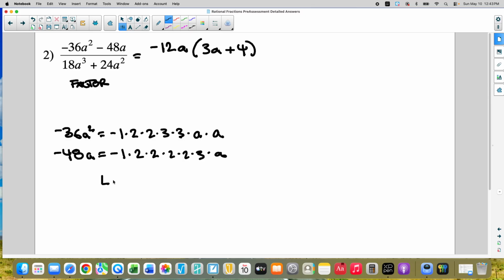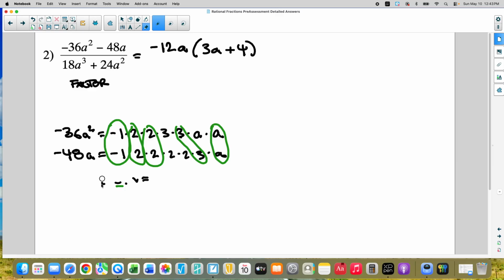So now if we want to find the LCM between these two terms, we circle what they have in common. So they have a negative 1 in common. They have a 2 in common. They have another 2 in common. They have a 3 in common. And they have an A in common. So my LCM, that's what they, GCF, excuse me, not LCM, GCF, hello. I'm so used to LCMs, which we will do later, but GCF, sorry. Greatest common factor. That's what we're looking for. We're factoring. We're looking for the greatest common factor.